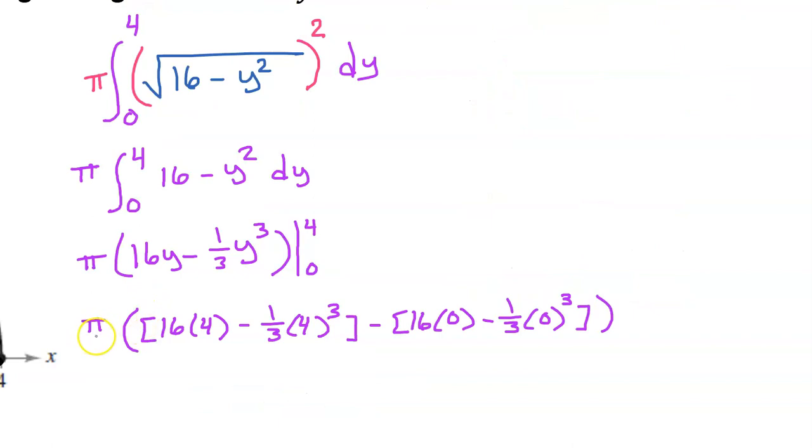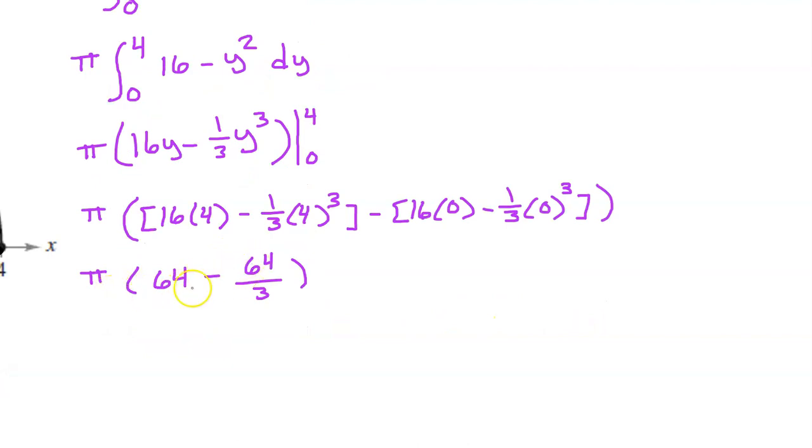So I'm leaving the pi out in the front, and then inside the parentheses, we have the value at 4 minus the value at 0. Again, if this was an exam, this would be an acceptable answer for a free response question. But let's keep going to prepare for a potential multiple choice question. These 0 terms will disappear on the next step.